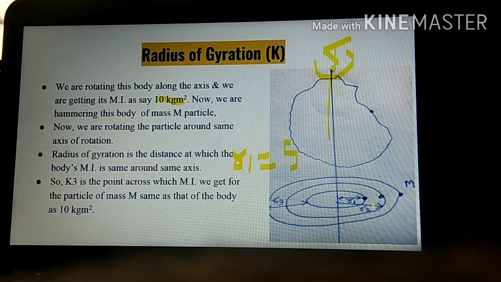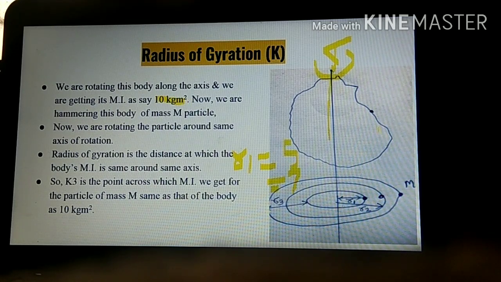When we are keeping the radius as R2, we are getting a moment of inertia of 7. But when we are keeping the radius as R3, we are getting a moment of inertia of 10 kg meter square.